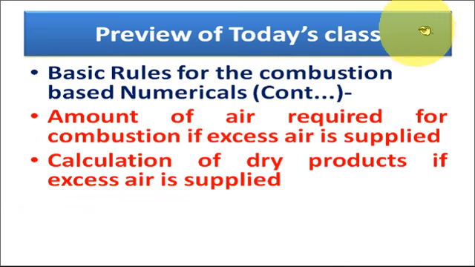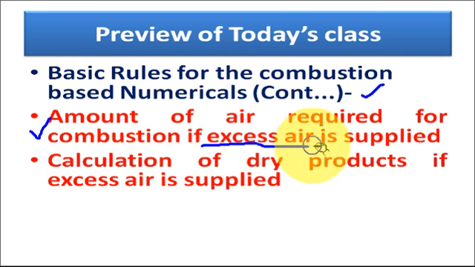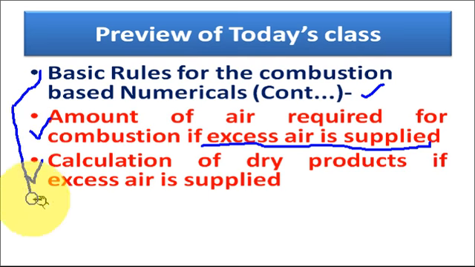So in today's class, let us continue with the basic rules for the combustion based numericals. In today's class, we are continuing these basic rules and will be discussing the amount of air required for combustion if excess air is supplied. So how do we calculate the amount of air required if there is an excess supply of air? Secondly, if excess air is supplied, then how to calculate the amount of dry products. These two things will be discussed in today's class.